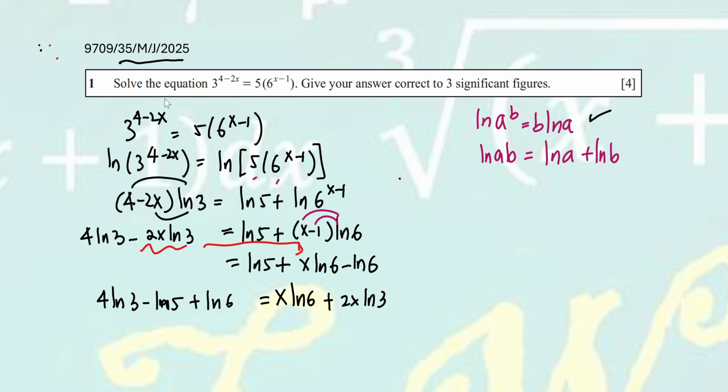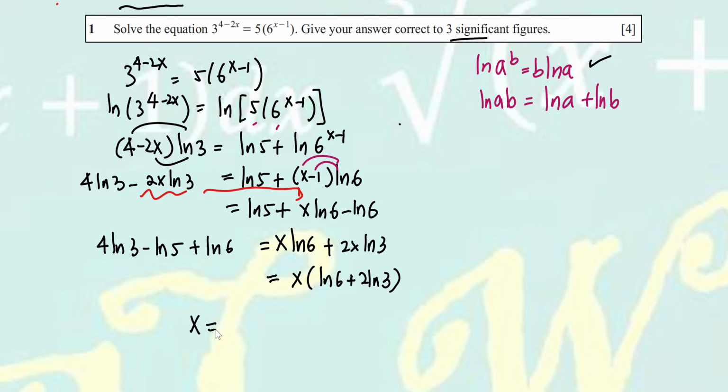Now since the question is asking for 3 significant figures, for the left hand side I will just factorize the x. It becomes x times ln 6 plus 2 ln 3. And then for the right hand side, just rewrite, which means now my x can be easily found using 4 ln 3 minus ln 5 plus ln 6 divided by ln 6 plus 2 ln 3. Okay, then now here you will be getting the answer correct to 3 significant figures as 1.15. So that's all for number 1.